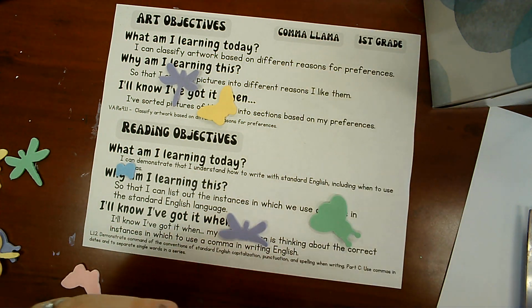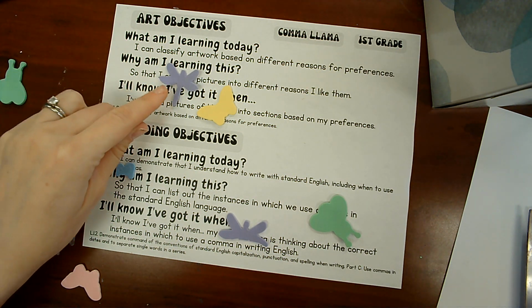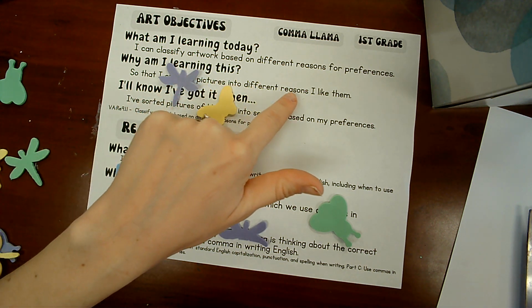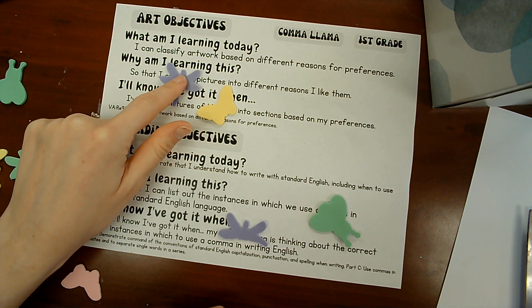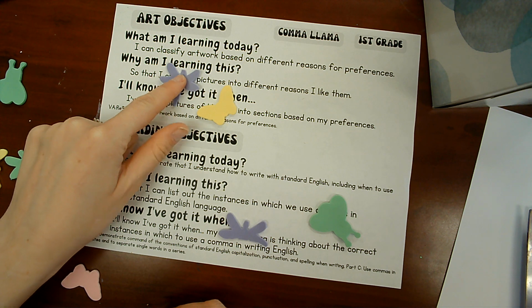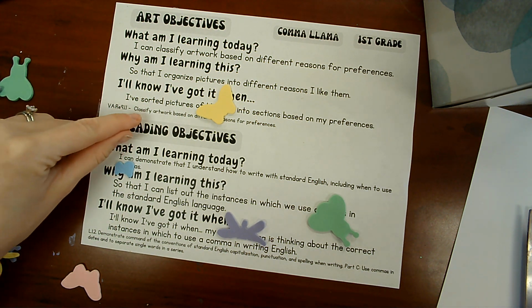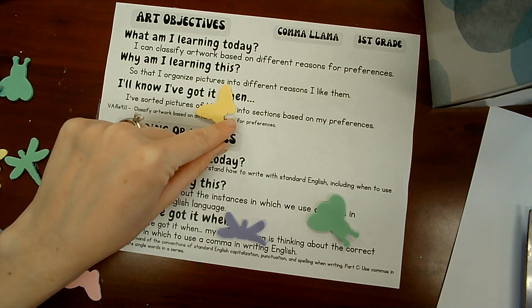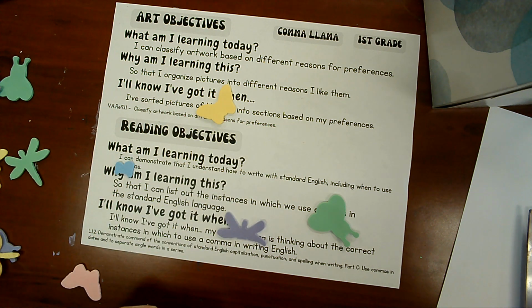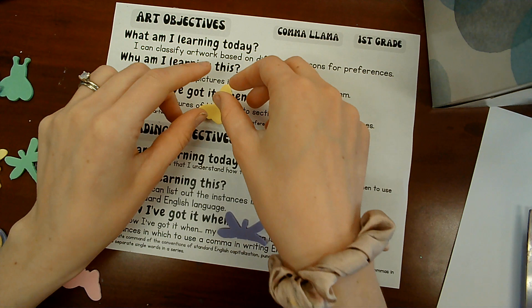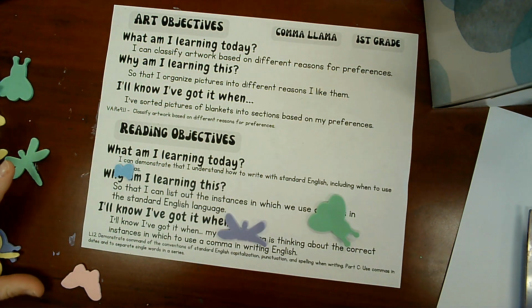Okay, the answer is reasons for preference. So that I can sort pictures into different reasons I like them. What do you think is under the dragonfly? Organize. I'll know I've got it when I've sorted pictures of the blank into sections based on my preferences. The answer is blankets. That's right.